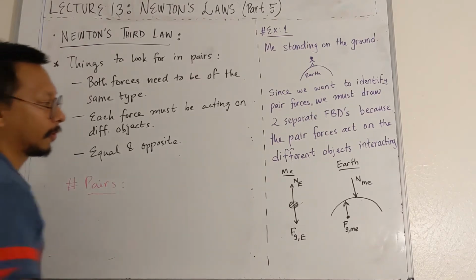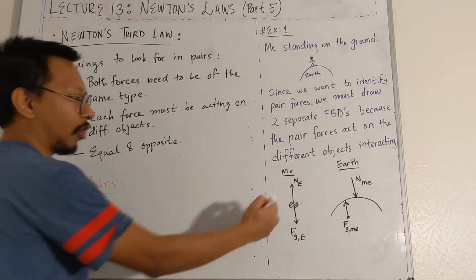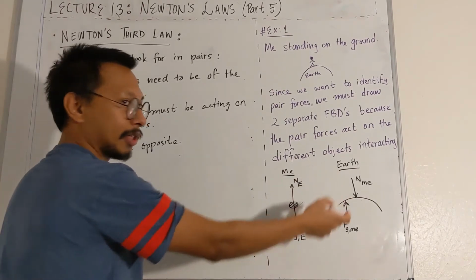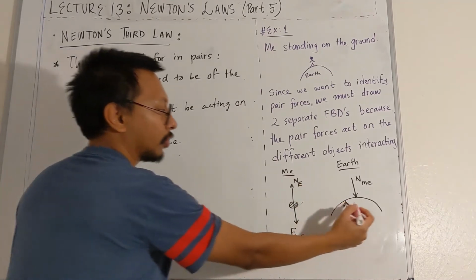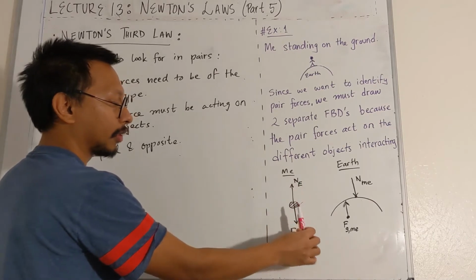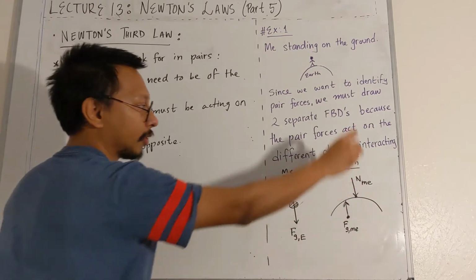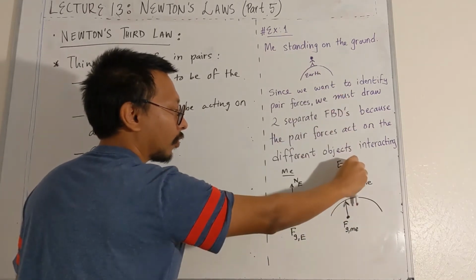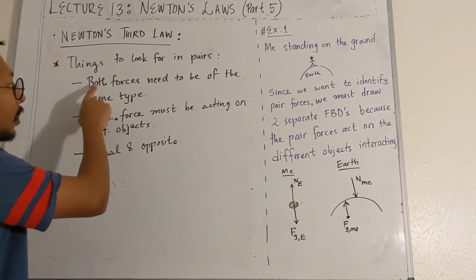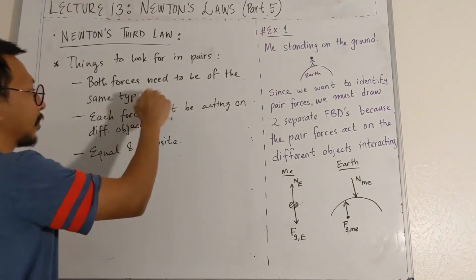So what are the pair forces? We have the normal reaction force from the Earth on me because I'm standing on the Earth. Similarly, because I'm standing on the Earth, I am exerting a normal force on the Earth's surface this way. One goes up, the Earth exerts a normal force on me upwards, while I exert the normal force on the Earth downwards. So let's check out the criteria. Both forces need to be of the same type. So both are normal contact forces, so they have the same type.